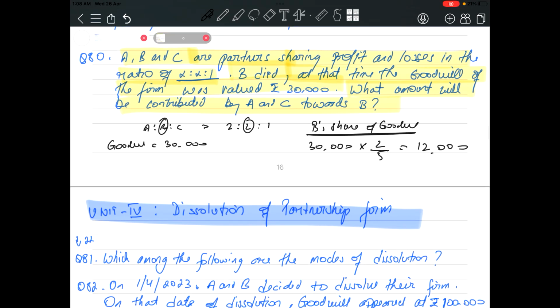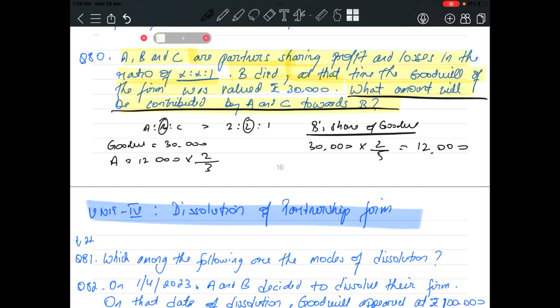Now the question is saying what amount will be contributed by A and C towards B. So how much will A and C contribute? Let's see. A will contribute 12,000 into 2 by 3. In this ratio, 2:1, because no other ratio is mentioned, so we'll distribute in the old ratio only. What will be the answer? 8,000. A will contribute 8,000 and C will contribute 4,000. So this is the answer for question number 80.